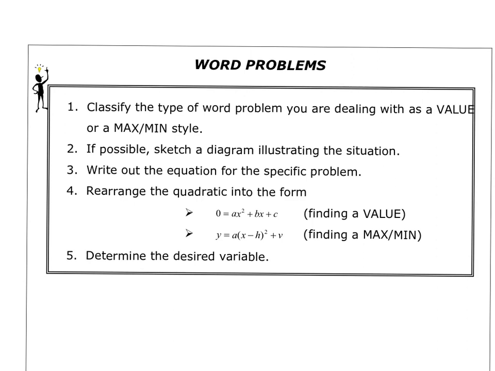When dealing with application problems involving quadratic functions, there are a few things to keep in mind. The first one is to classify the type of word problem that you are dealing with as either a value problem or a maximum and minimum problem. This step is extremely important because it is going to tell you how to approach the problem and what you need to do to solve the problem. Meaning, do you need to set the quadratic equation equal to 0 and solve, or do you need to complete the square and find the vertex?